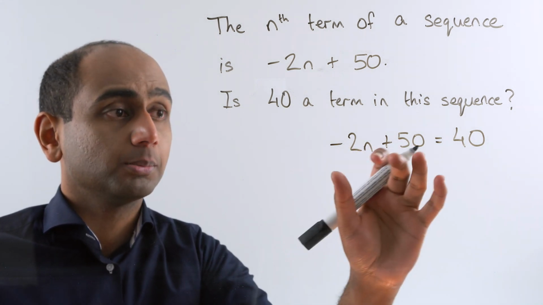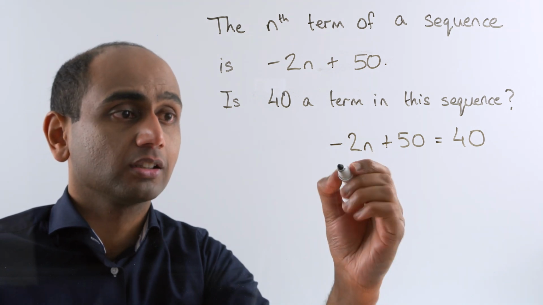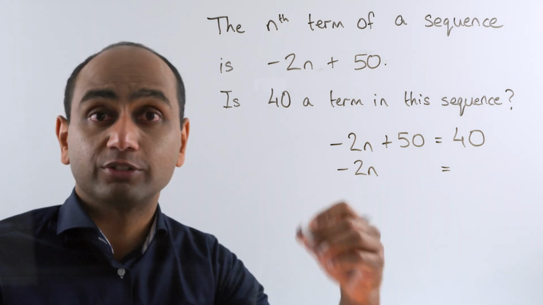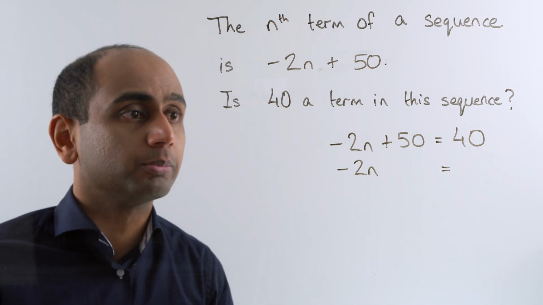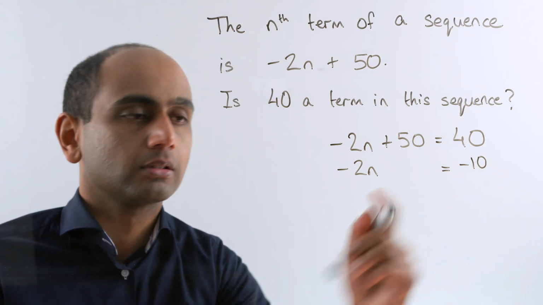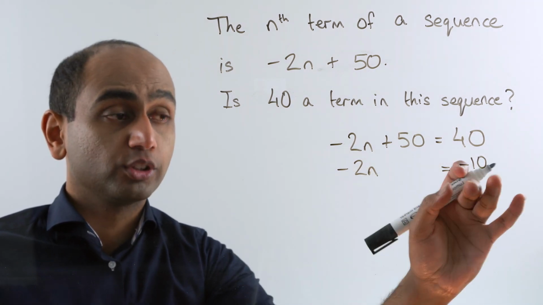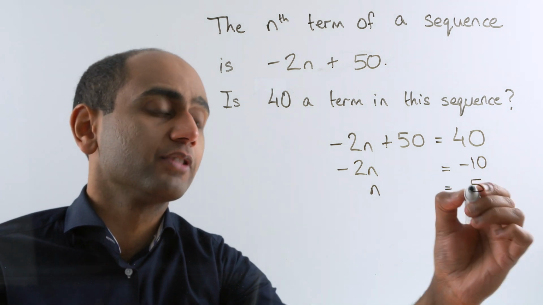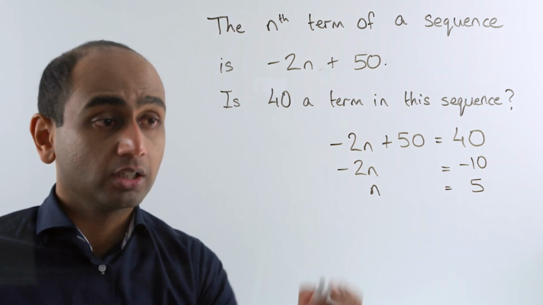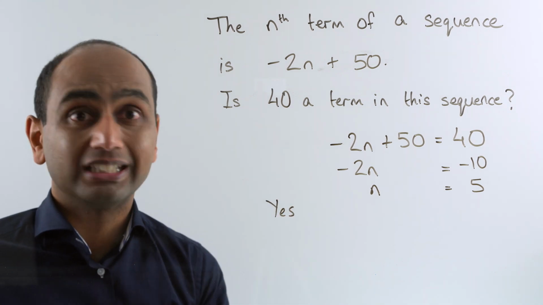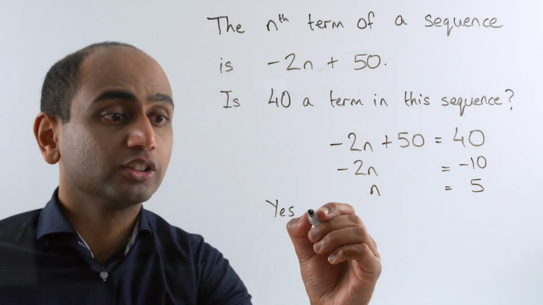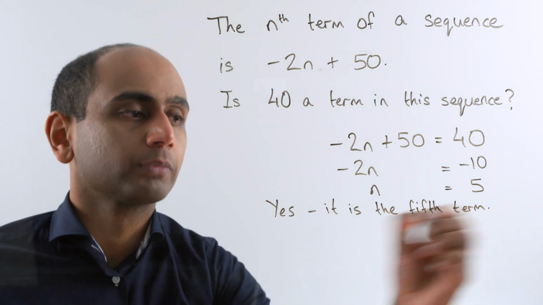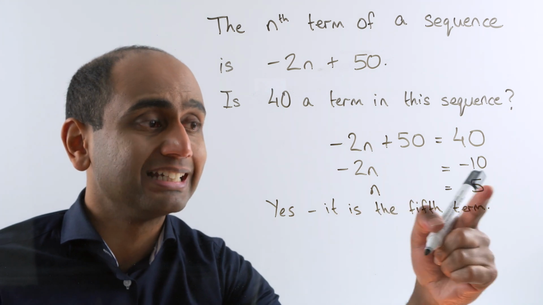What I'll do first is subtract 50 off the left-hand side, and that would leave me with negative 2n. To keep the equation balanced, I'd have to subtract 50 off the right-hand side, and that would give me negative 10. Now I could divide both sides by negative 2, and that would give me n equals 5. Now that is a positive whole number, so yes, 40 is in the sequence, and in fact it is going to be the 5th term. The 5th term because we're looking at when n is 5.